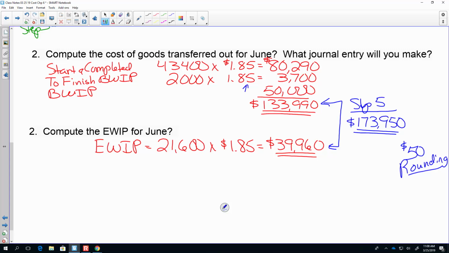In real life, what do you do? Good, I was hoping you would ask that, Tom. In real life, it would go with which number? The transferred out, which is the bigger number. The 50 would go with that number. Okay. Yeah, for sure. Good question.